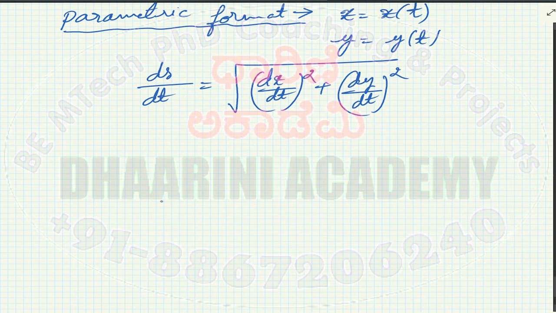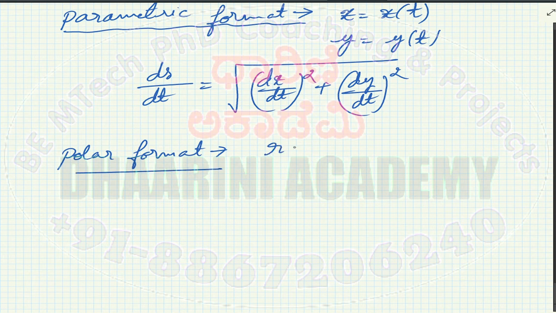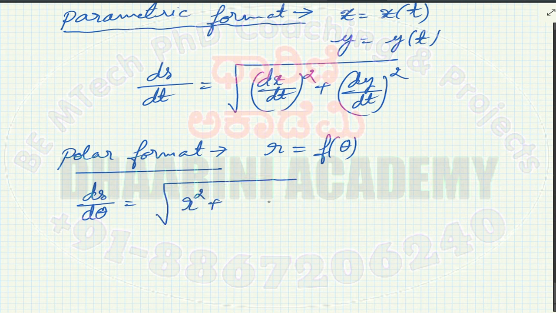Now let's go to the third format. This is the polar format. How to write a polar format? We know that r is a function of theta. Here we have three basic equations to remember. The first one is ds by d theta, which is equal to the square root of r square plus dr by d theta the whole square. This is the basic formula for the derivative of arc length in the polar format, or for polar curves.